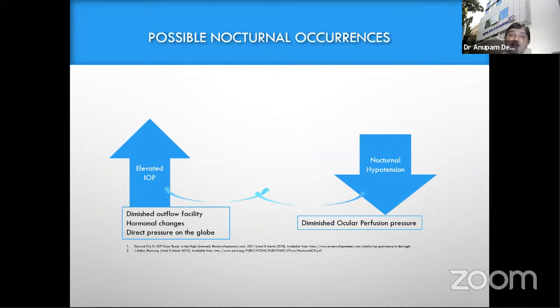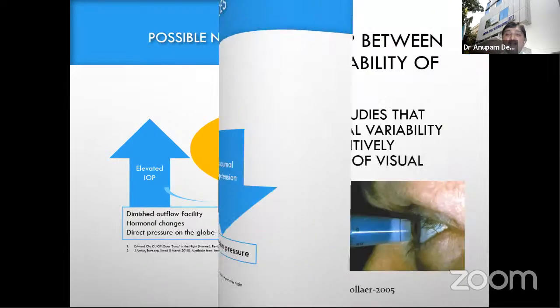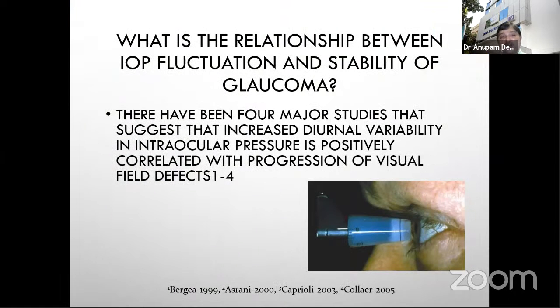So what happens at night? Possible nocturnal occurrences: there is an elevated intraocular pressure. This may be because of diminished outflow facility, because of hormonal changes, and because of direct pressure on the globe. The second thing that happens is diminished ocular perfusion pressure. In compromised optic nerves, which are susceptible, these factors may add to their damage. So that is why even at night time your pressures have to be under control.